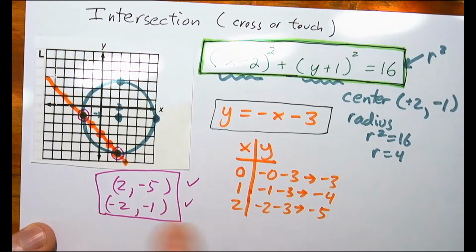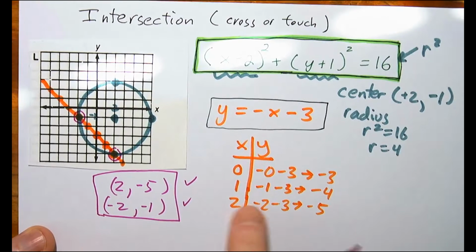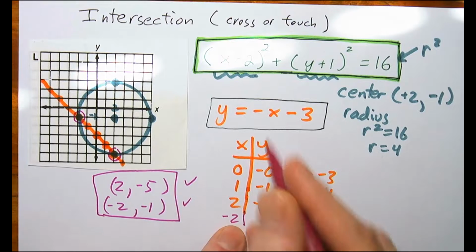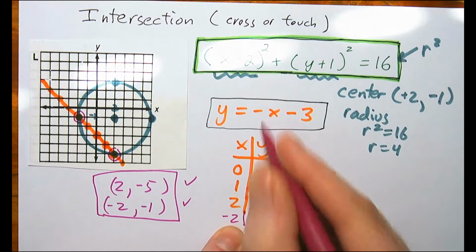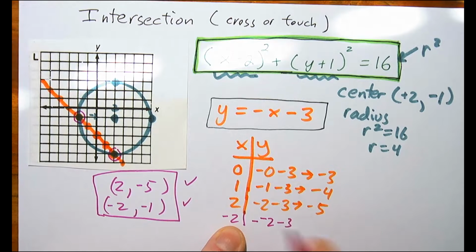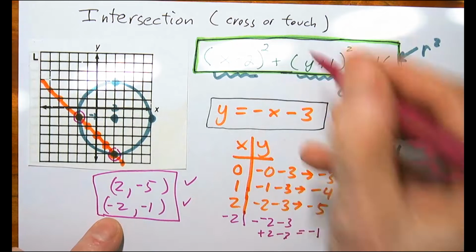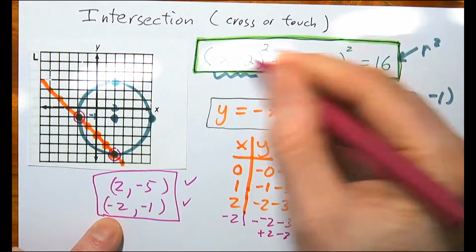Those are my intersections. And these work in both. In fact, we already saw 2 works here, right? If you put in -2, let's see what we get. Minus a -2 minus 3. Negative becomes +2 minus 3 is -1. Yeah, there it is. And what if you put it up in here? Does it work? Do they work in here?